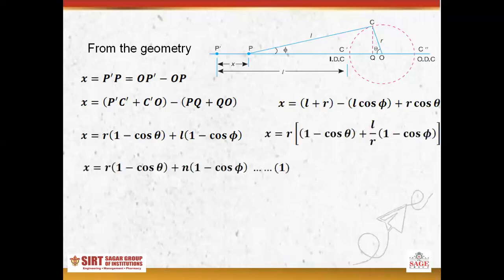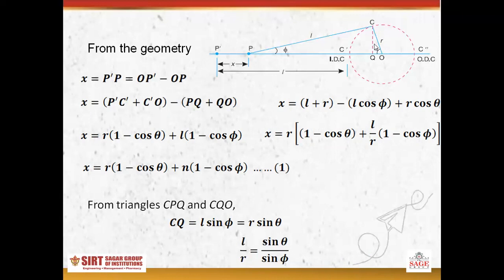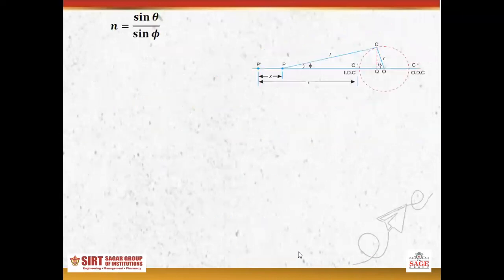So this is equation 1, the displacement of the piston x equals R times (1 minus cos theta) plus n times (1 minus cos phi). From the triangles CPQ and CQO, we have L sin phi equals R sin theta. That is, L by R equals sin theta upon sin phi, which is N. N is the ratio of the length of the connecting rod to the crank radius. We can also write sin phi equals sin theta upon N.